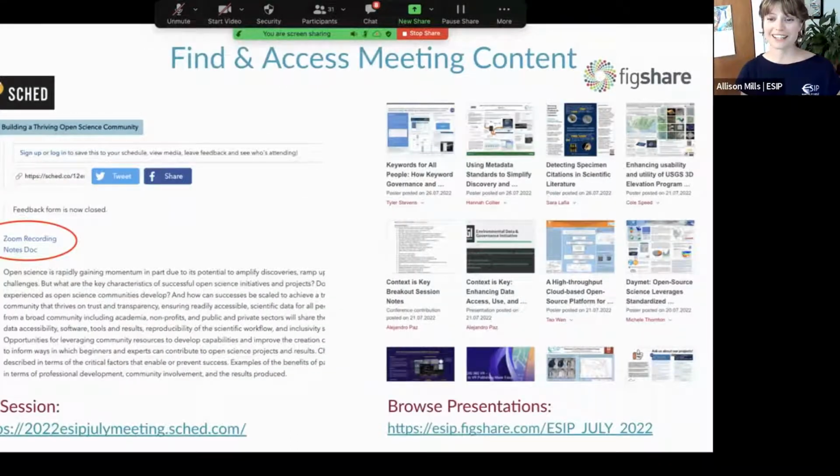So now that the meeting has wrapped up, you can find all of this good stuff. So we've asked our presenters to contribute their presentations to the ESIP Figshare portal. And then you can use the URLs on the bottom of this slide here if you would like to go to both the Figshare repository and to Schedge, where you will find the Zoom recordings and the notes documents from all of the materials. Next slide.